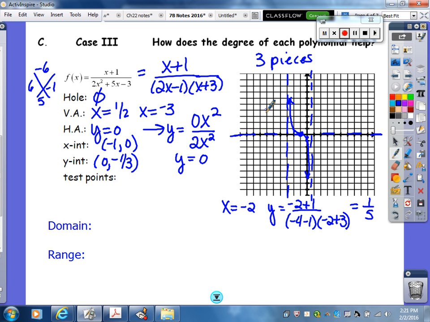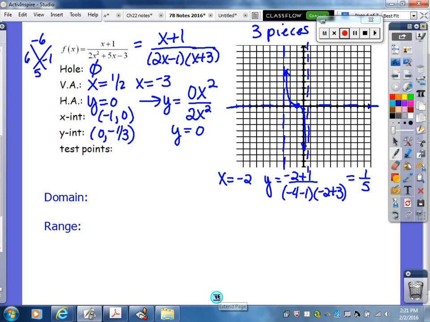I'm going to plug in x equals 1. I'm going to have to plug in 3 points here and then 3 points to find the points over there. So let's plug in x equals 1. So we got 1 plus 1, 2 times 1 is 2 minus 1, and 1 plus 3. So you should be getting 1/2. So let's graph that. So 1, 1/2 is a point.